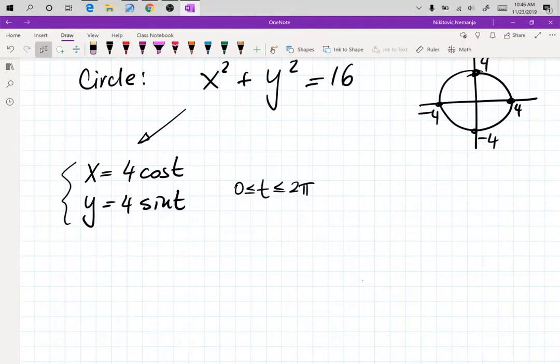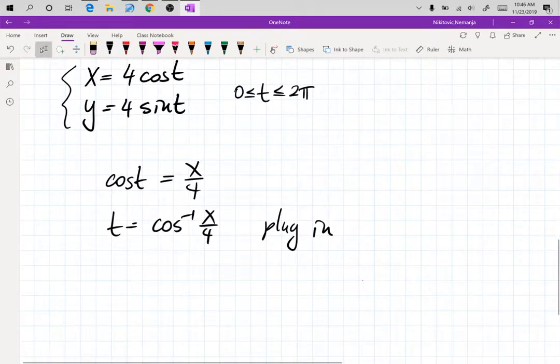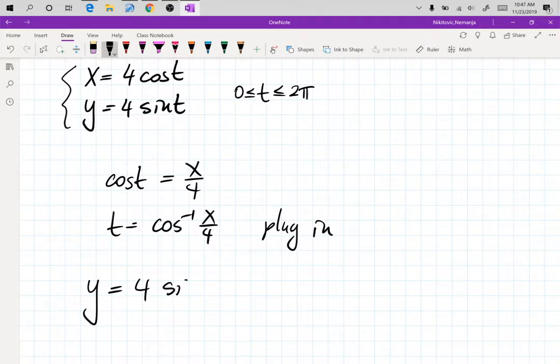Now you might say, prove it, right? Well, what I can do is I can again convert this set into the equation up there by simply solving for t in the top one. So t, let's go with cosine t is equal to x over 4, and then t equals inverse cosine of x over 4, plug in. So once I plug in, I get y equals 4 sine of inverse cosine of x over 4.